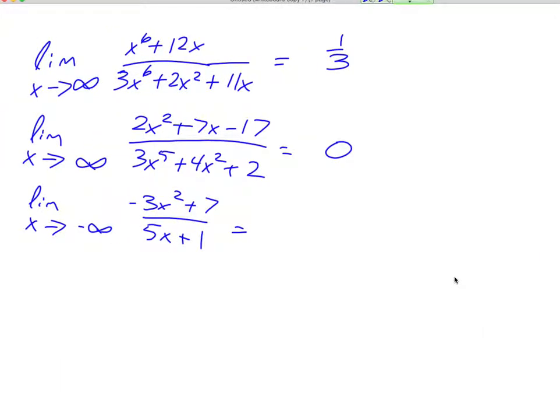All right, then the third situation, the limit as x approaches negative infinity of negative 3x squared plus 7 over 5x plus 1. And this situation is where the exponent in the numerator is larger. And what does that tell me? There is not a horizontal asymptote, which means the limit does not exist.